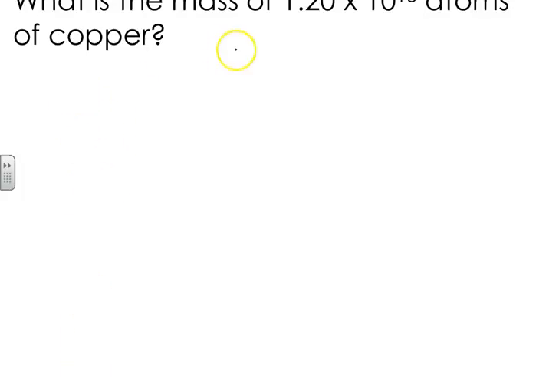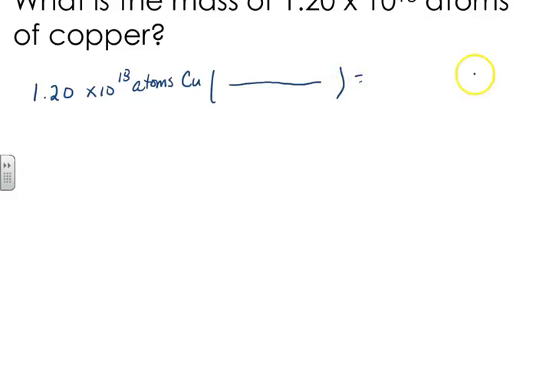Next problem. What is the mass of 1.20 times 10 to the 18th atoms of copper? And we want to know a mass. Masses, unless you're asked otherwise, should be in terms of grams. So this would be grams of copper. Okay. We need to cancel atoms, and we need to end up with grams.